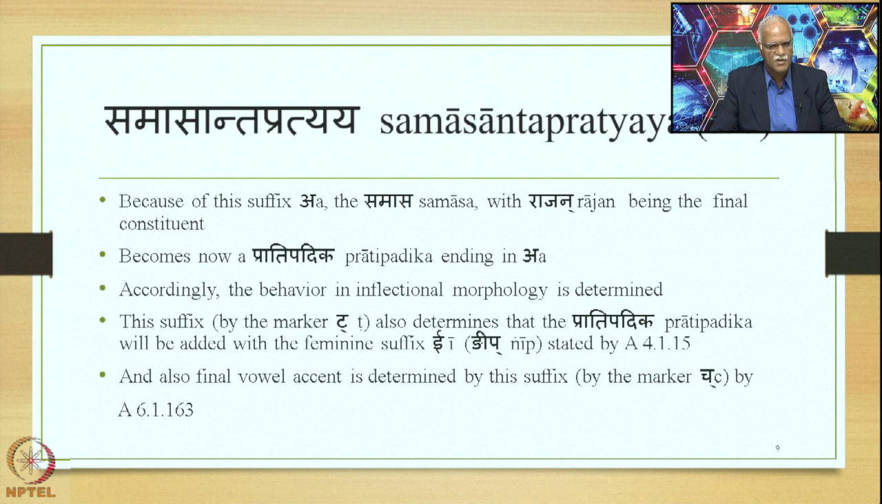So this sutra says that if a Pratipadika ends with a suffix that has the marker T, add the feminine suffix Ngip in the sense of the feminine gender. And so we'll add this suffix I and we'll get the necessary feminine form. Also, because of the marker Ch, the final vowel accent is also determined by 6.1.163 Chitaha.